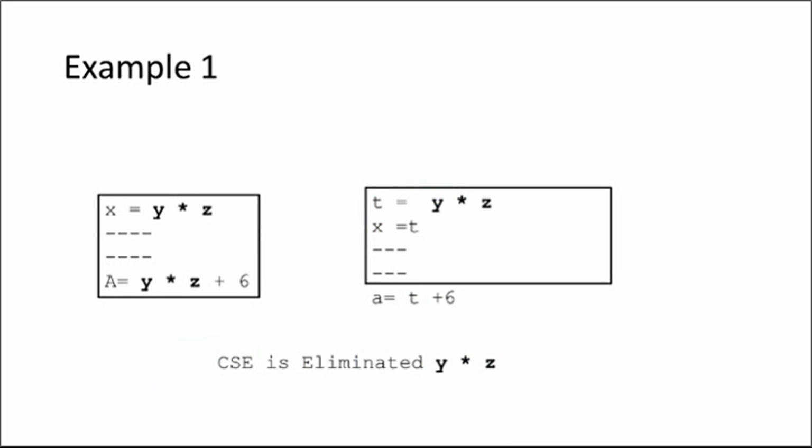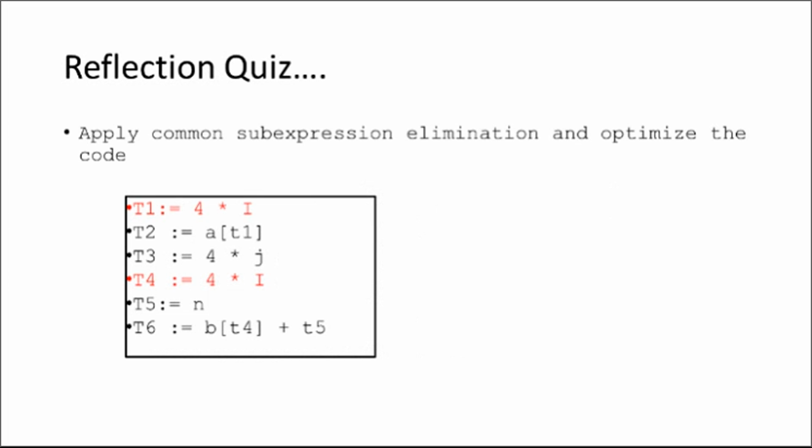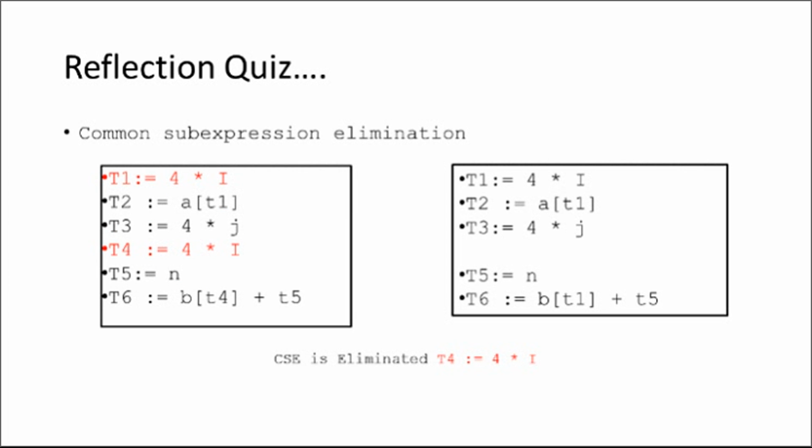So one more example. Now this is the time for the reflection quiz. I expect the student to pause the video and kindly solve this example. I hope you have paused the video and identified your common sub-expression and what your resultant optimized code is. Yes, of course. T1 is equal to 4 multiplied by I and T4 is equal to 4 multiplied by I is being computed repeatedly. Means instead of T4 we can use T1, and this becomes the final optimized code. And here the common sub-expression 4 multiplied by I is removed.